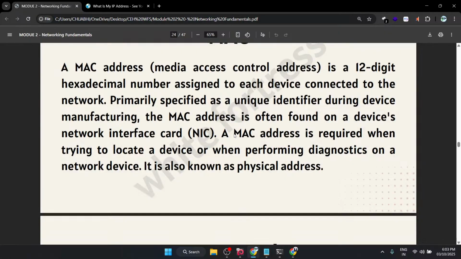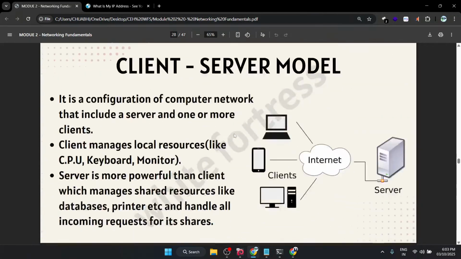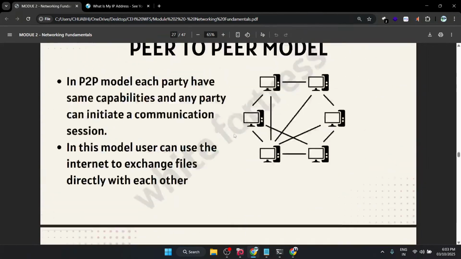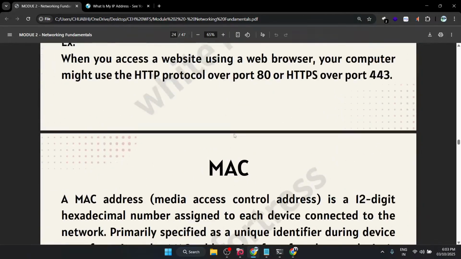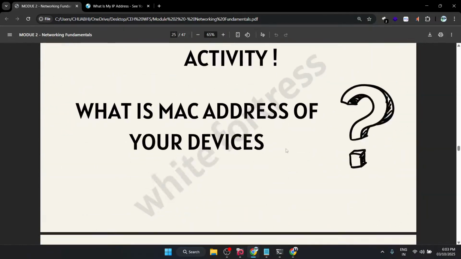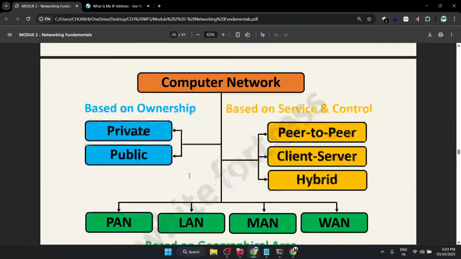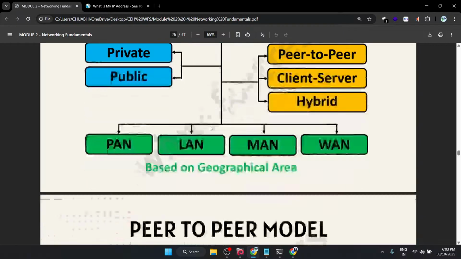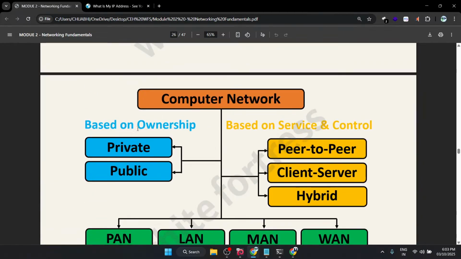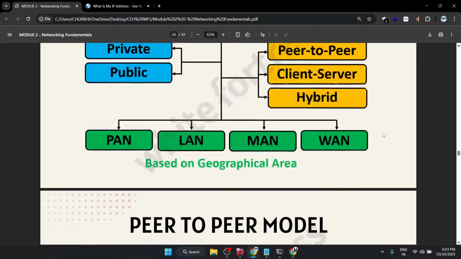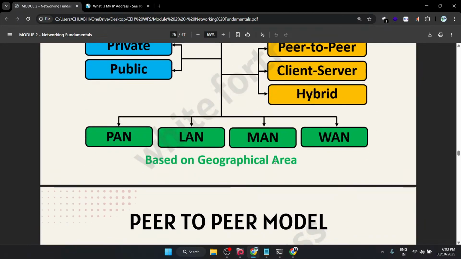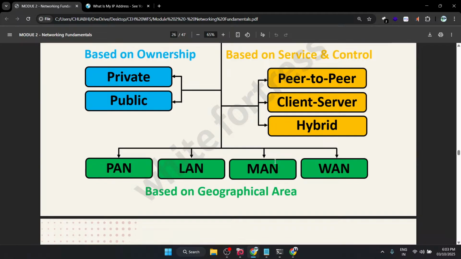Okay, let's check how much is left. There is only a little bit left, so let's complete the MAC address topic. Then we'll continue tomorrow with computer networks. We have different computer networks based on ownership, based on service and control, and based on geographical area. We will cover this tomorrow.